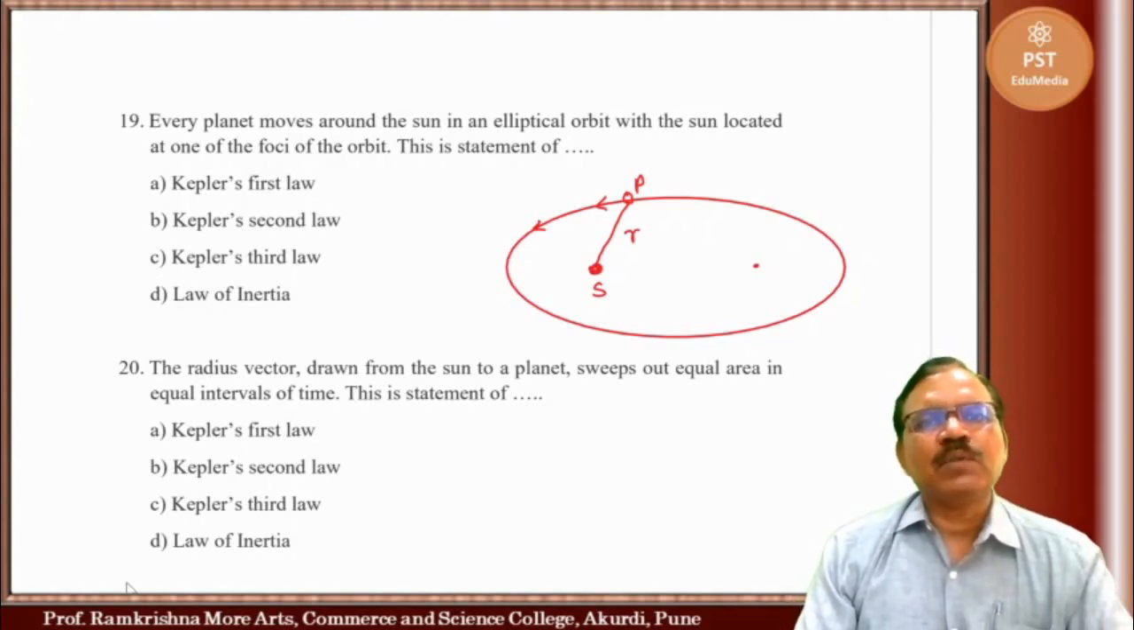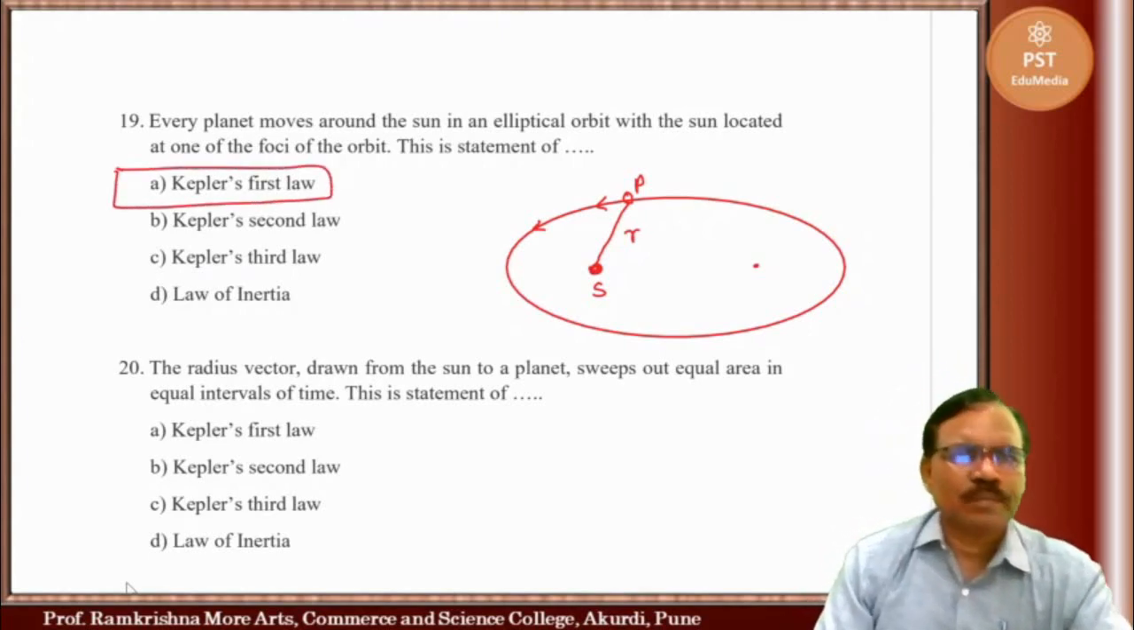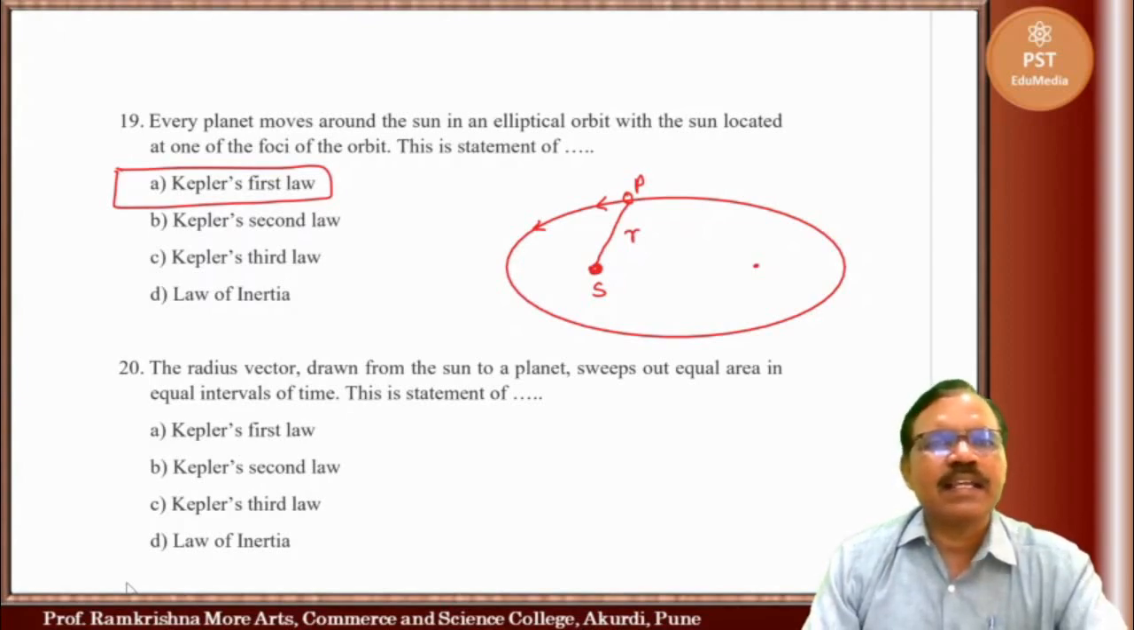Every planet moves around the sun in an elliptical orbit with the sun located at one of the foci of the orbit. This is the statement of Kepler's first law. Next one, the radius vector drawn from the sun to a planet sweeps out equal area in equal intervals of time. This is the statement of Kepler's second law.